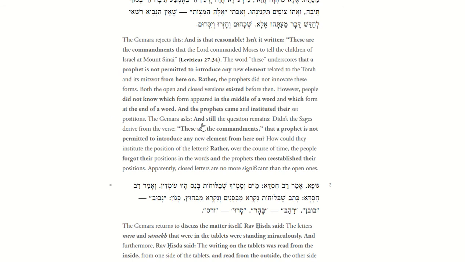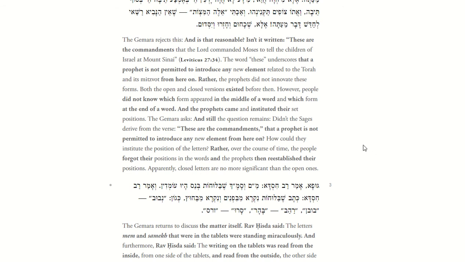Then the Gemara asks, and still the question remains, didn't the sages derive from the verse, these are the commandments, that a prophet is not permitted to introduce any new element from here on? How could they institute the position of the letters? Rather, over the course of time, the people forgot their positions in the words, and the prophets then reestablished their positions. Apparently, those closed letters are no more significant than the open ones.